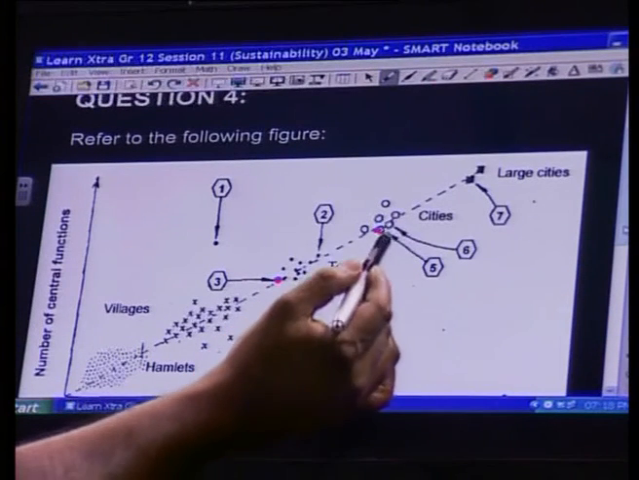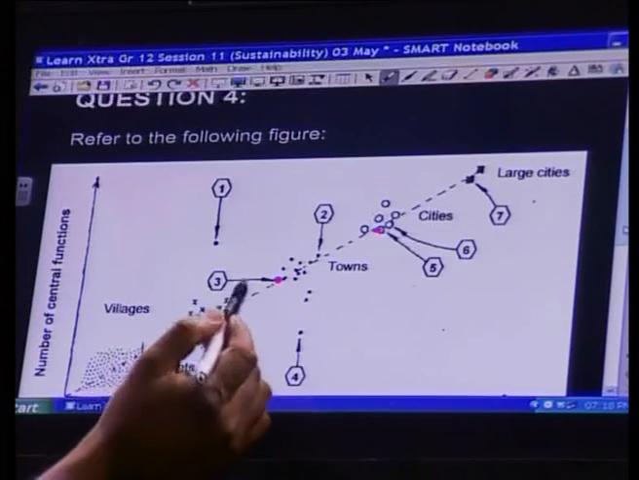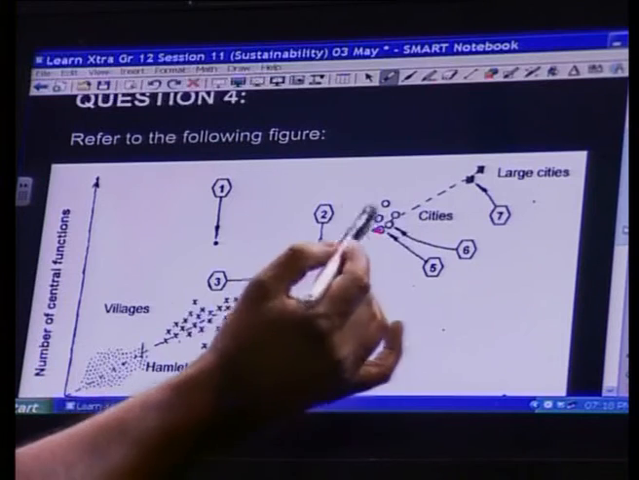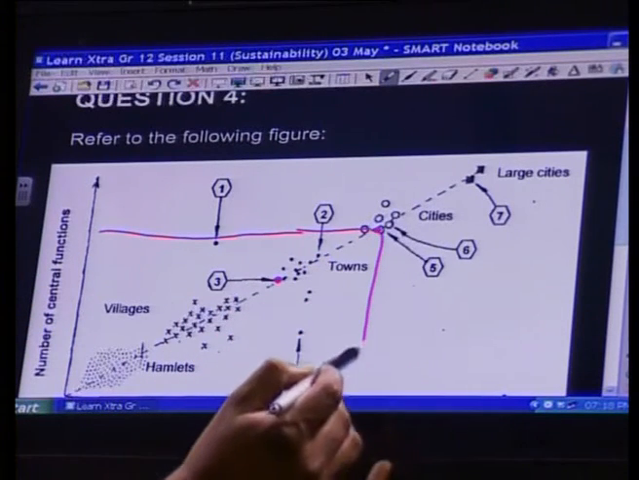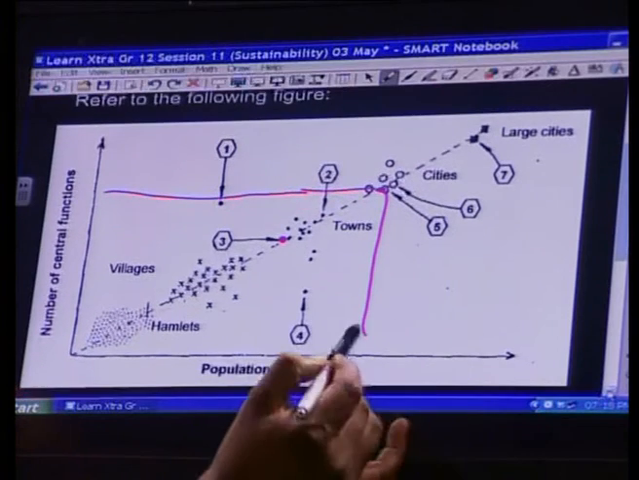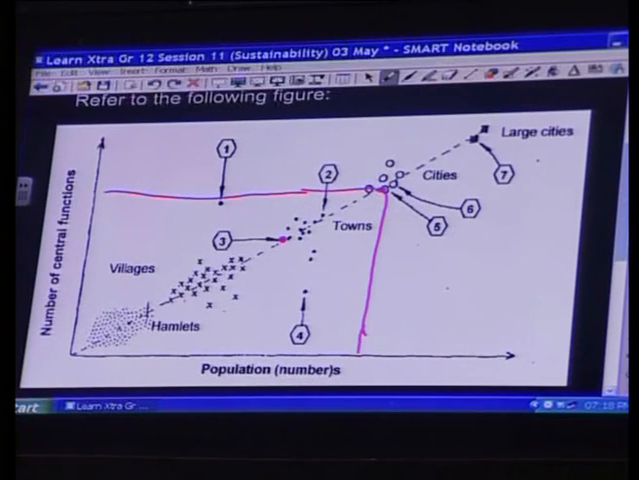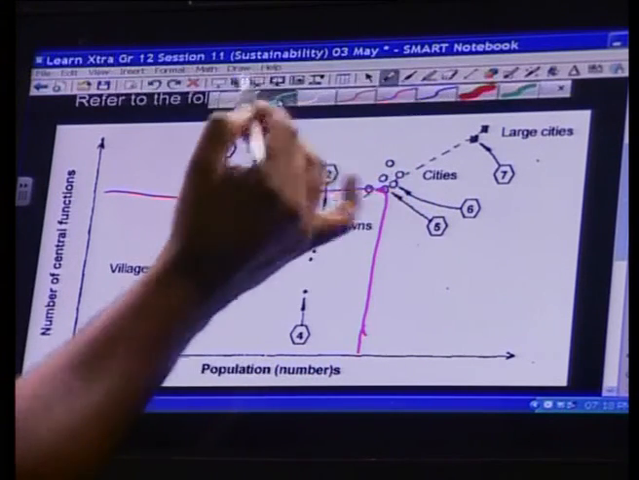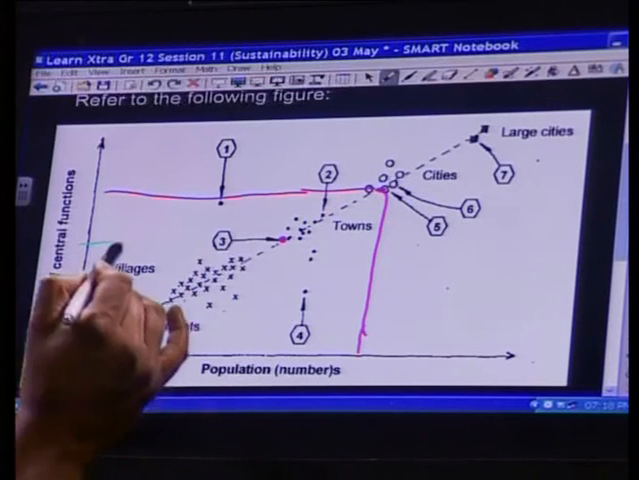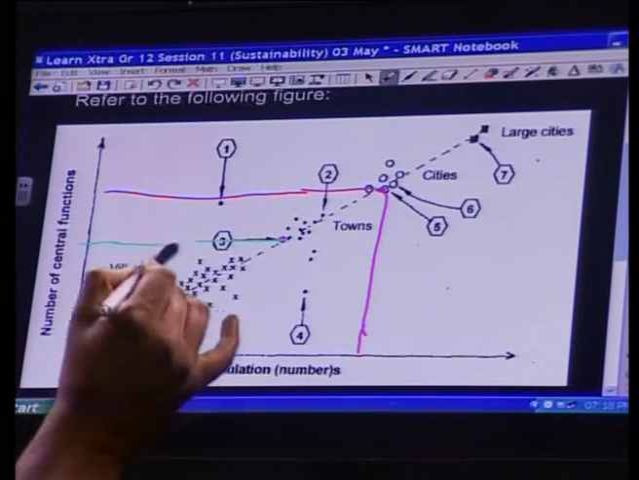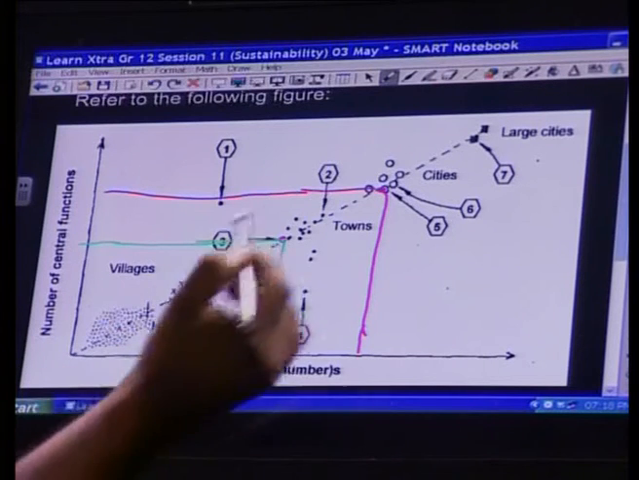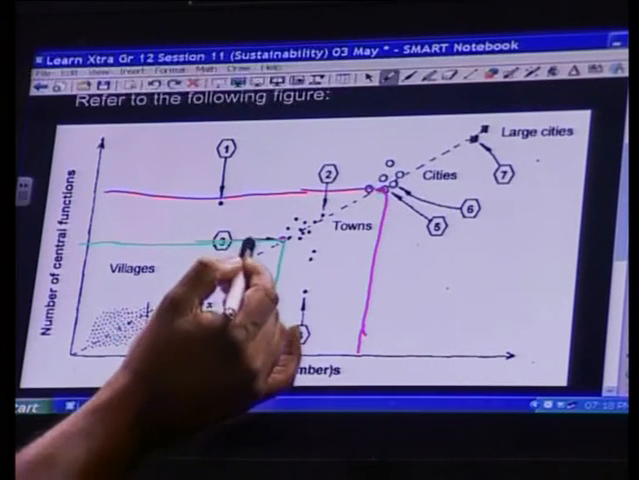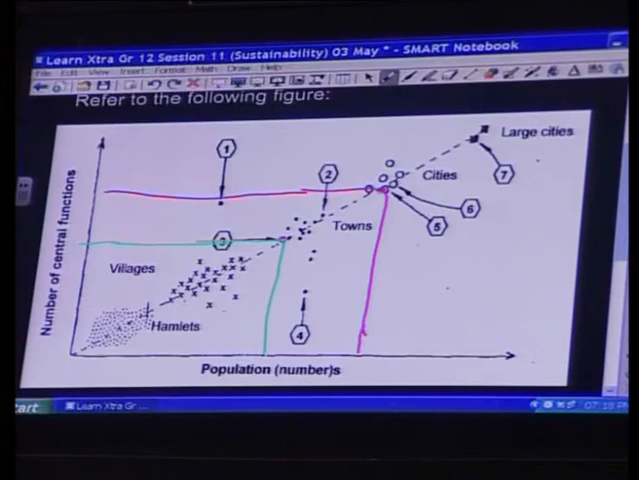In our diagram, it stands to reason that as settlement 5, when compared to settlement 3, has a higher number of functions and therefore a higher population, it would have a larger range, whereas settlement 3 has a lower number of central functions and therefore a lower population. The range of settlement 5 is larger than the range of settlement 3.